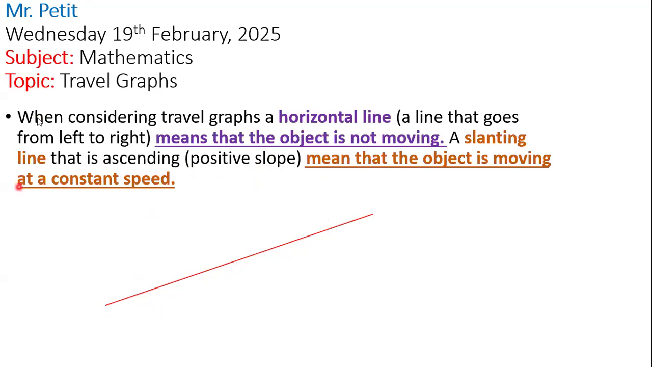So, quick recap. Slanting line means what? What does slanting line mean? Slanting line means the object is moving at a constant speed.